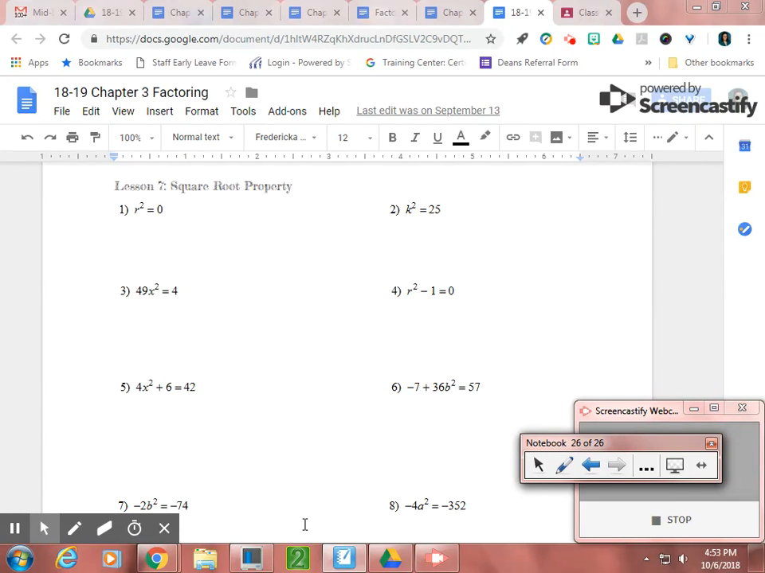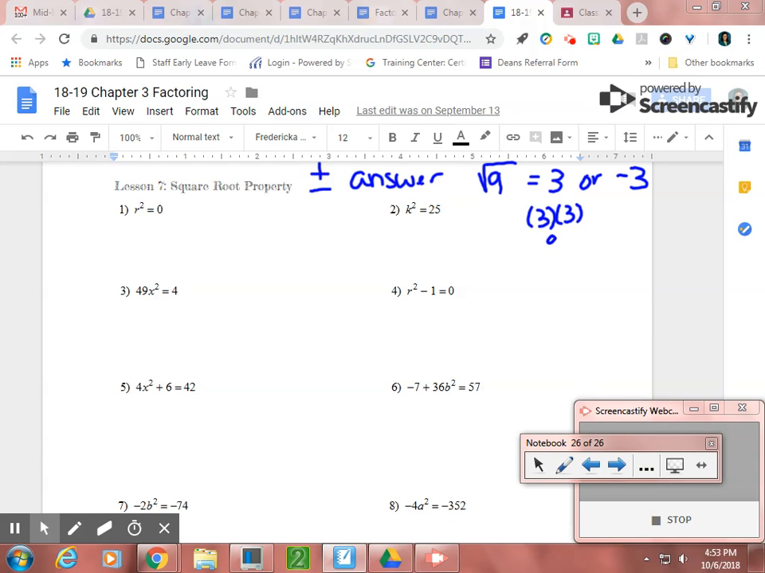Square root property is a really nice way to solve when you just have square roots, or you can solve it for a square root. So what I want to do each time is to remember that I want plus or minus as my answer. Because think about it. If you have the square root of 9, well, that could be 3, or it could be negative 3. Because 3 times 3 is 9, and negative 3 times negative 3 is also 9. So you have to have plus or minus in your answer.